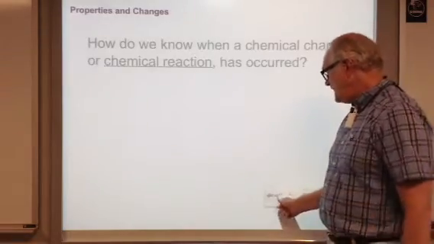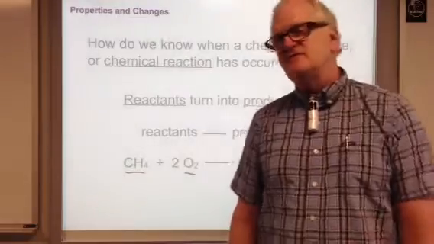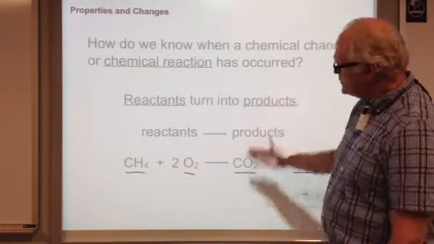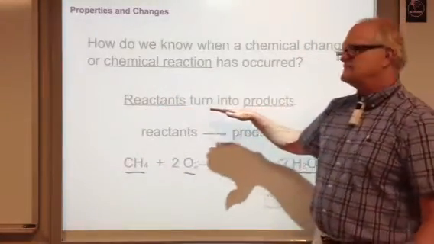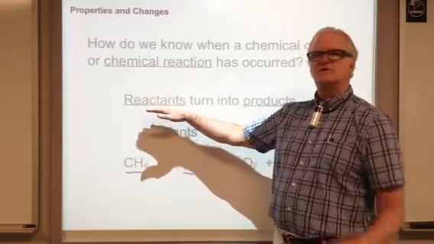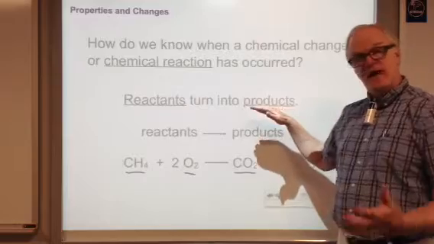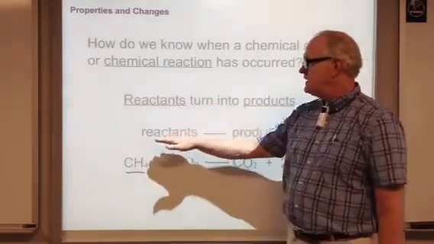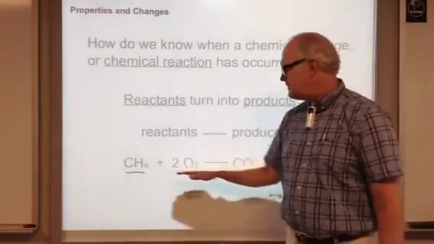So one way to tell is, did the formulas of the stuff involved change? Did their chemical formulas change? So here's a statement that sums up what happens in any chemical reaction. The things we start out with, which are called reactants, turn into the things we end up with, which are products. Reactants turn into products. There's a little bit more symbolic way to write that, and here's an example.